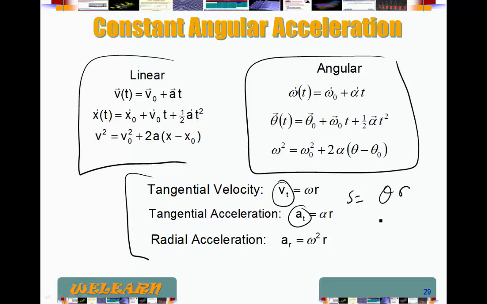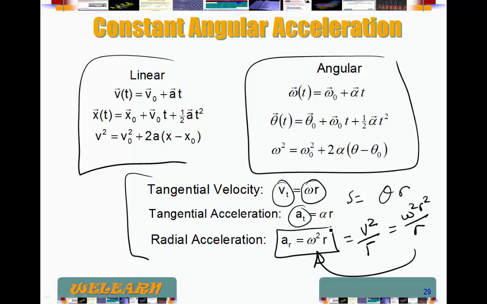Now, the radial acceleration, we know it as v squared over r, but since v is actually a tangential velocity, since v is omega times r, we can write it as omega squared r squared over r. So that gives us this expression. So this is another expression for the radial acceleration. It's either omega squared times r or v squared over r. Either one of them would work depending on what we are given.